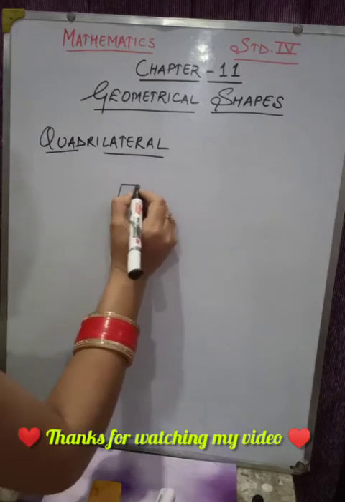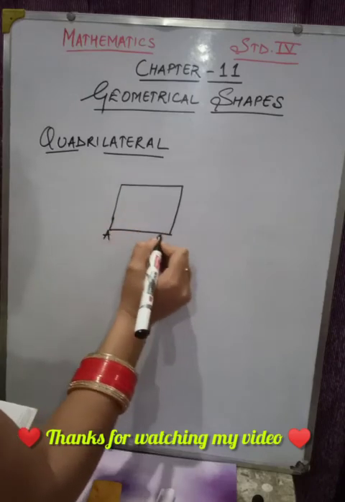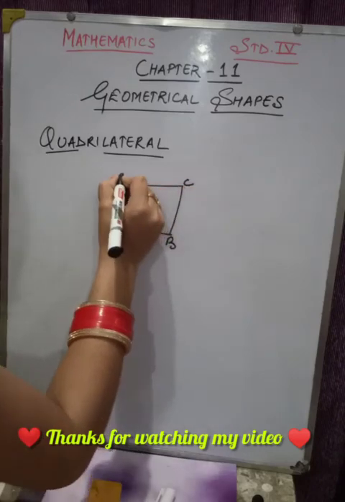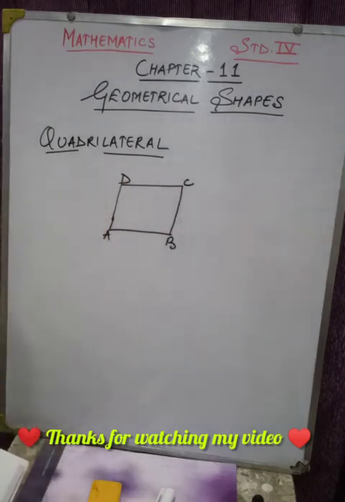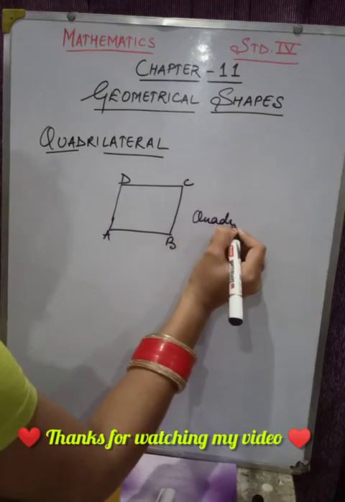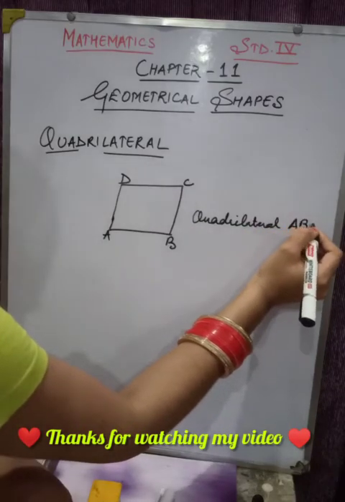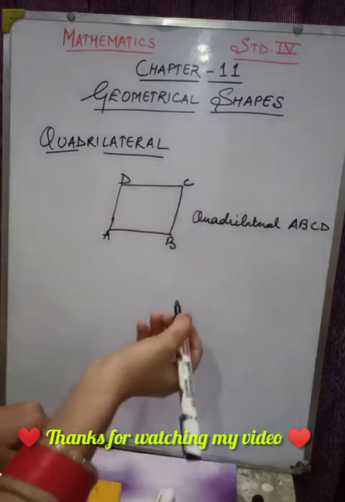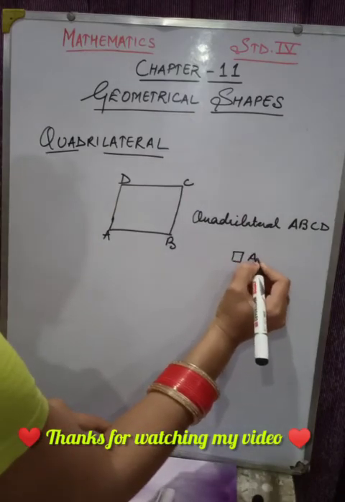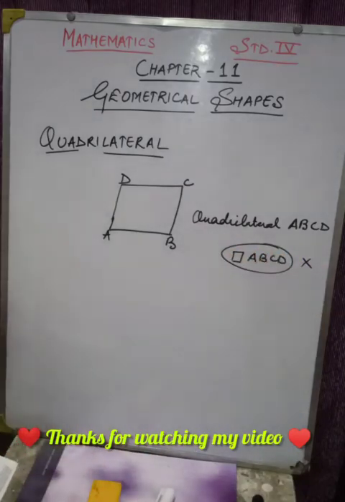Let's take one example. Any quadrilateral. Let's name it A, B, C and D. So the name of this quadrilateral is quadrilateral ABCD. We will write quadrilateral ABCD. We cannot write it with a symbol, this is wrong. There is no symbol for quadrilateral. So we have to write the full word, that is quadrilateral. So let's start the properties of quadrilateral.